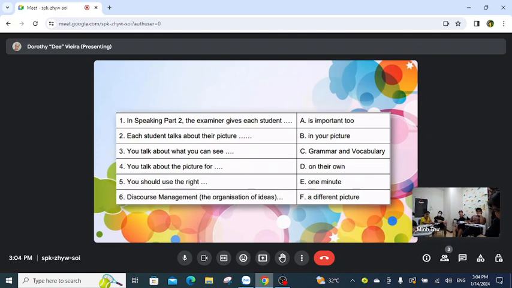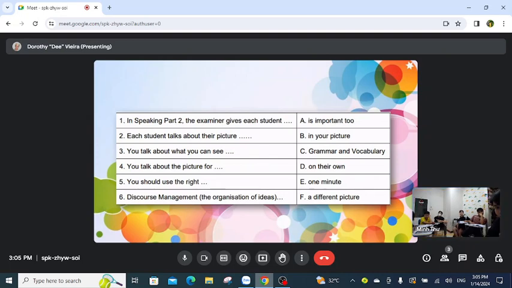Baron. Nào con, examiner gives each student. Examiner give each student như thế nào? So remember, there are 2 students. So what does the examiner give to each student? Look at the answers, Baron. In speaking part 2, the examiner gives each student a different picture. A different picture. F. Good.